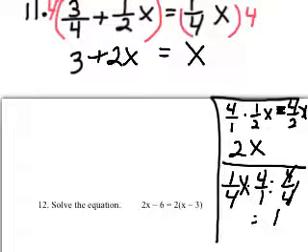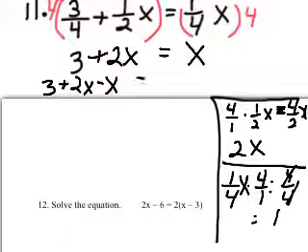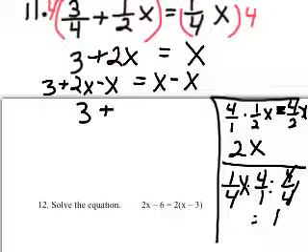Now we'll want to get our x terms on one side and our numbers on the other. So this time I'm going to start with our x terms. I'm going to subtract an x from both sides. So we've got 3 plus 2x plus a negative x equals x plus a negative x, or x minus x. That gives us 3 plus x equals 0. Don't get scared if one side turns out to be 0.